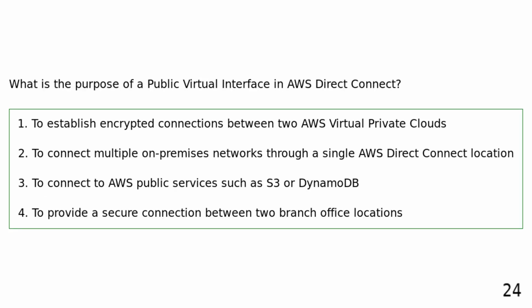What is the purpose of a public virtual interface in AWS Direct Connect? To establish encrypted connections between two AWS virtual private clouds. To connect multiple on-premises networks through a single AWS Direct Connect location. To connect to AWS public services such as S3 or DynamoDB. To provide a secure connection between two branch office locations.